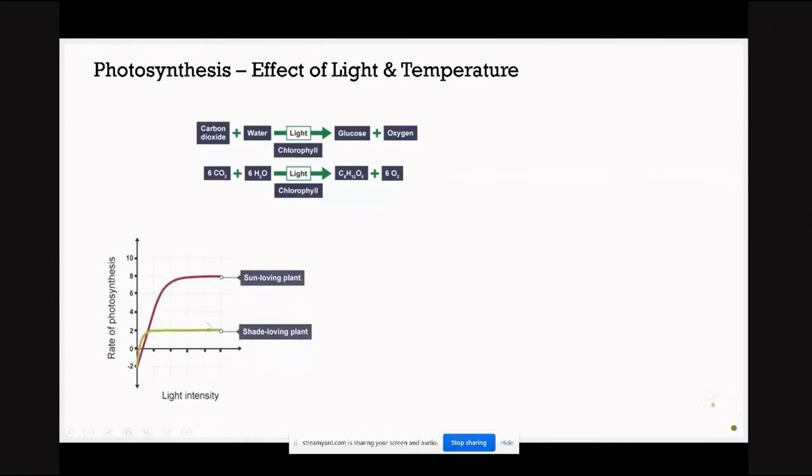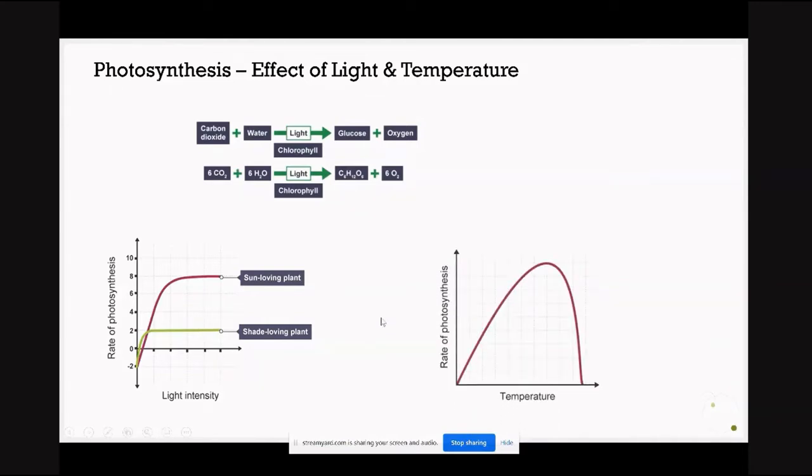Now, this curve here shows the rate of photosynthesis with respect to the light intensity. So the rate will increase with increasing light, but then it tapers off as some other factor, which is usually carbon dioxide, becomes limiting. Now, there's the rate for sun-loving plants, as they classify it, and for shade-loving plants. So for shade-loving ones, you can see that the rate tapers off much sooner at a much lower light intensity.